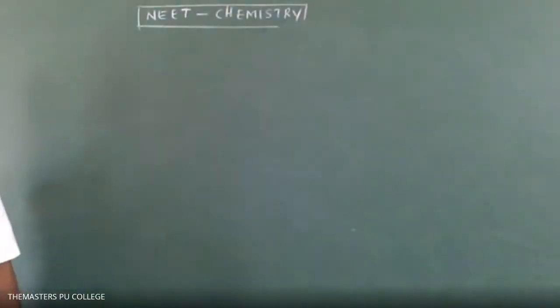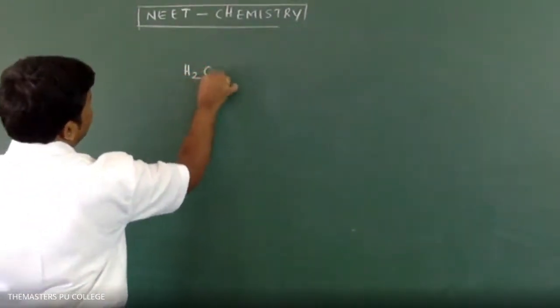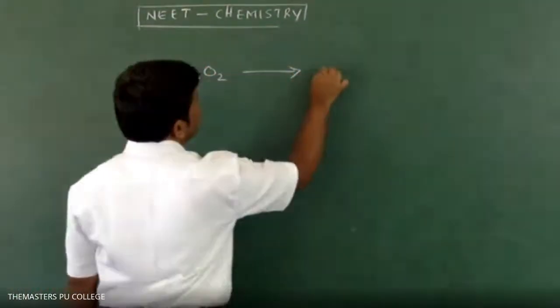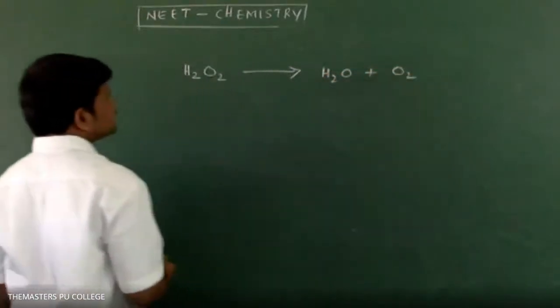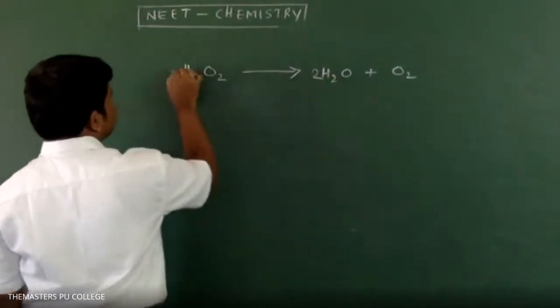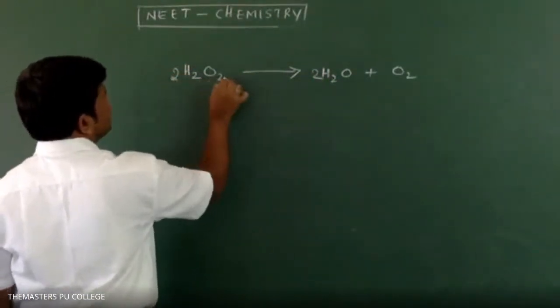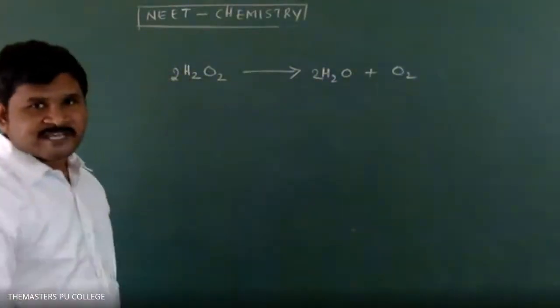See, students, H2O2 is hydrogen peroxide. It dissociates as H2O plus O2. So first balance this reaction: 4 hydrogens, and 2 plus 2, 4 oxygens. Any doubt up to here?